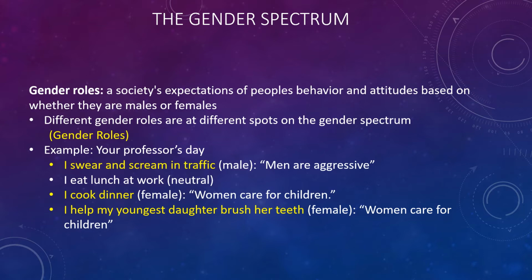Namely, our gender roles often are expected of people based on their gender or perceived gender. I swear and I scream in traffic. That reflects the expectation of men that men are aggressive. However, I also do cook dinner. That is of the expectation that women care for children. I help my youngest daughter brush her teeth. Again, the expectation that women care for children.